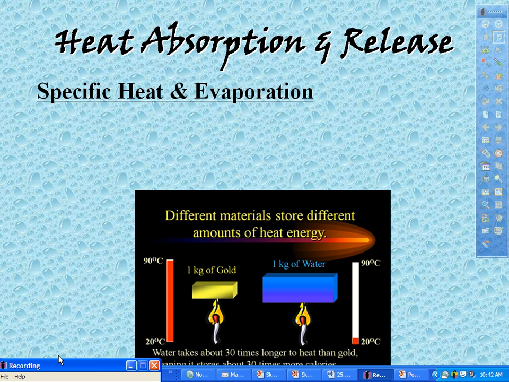Hi, everybody. Here we are back for part 2. We're starting at Roman numeral number 2 on 25.1. 25.1 notes, Roman numeral 2, heat absorption and release.